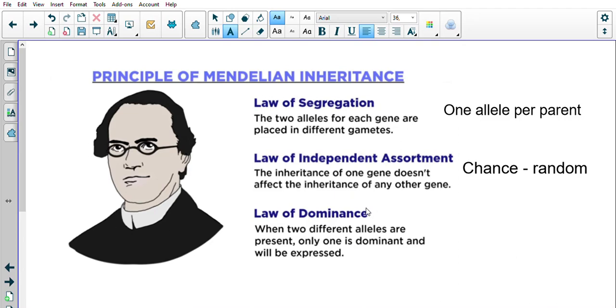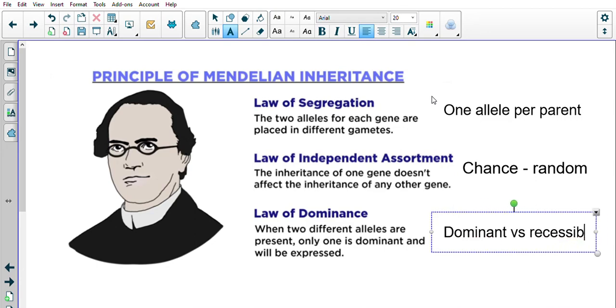And then the third one, which we've already kind of discussed with the terminology that we did, is his law of dominance. When two different alleles are present, only one is dominant and will be expressed. So essentially this is showing the difference between dominant versus recessive. If you have a dominant gene and you have a recessive gene, the dominant gene will always be expressed.